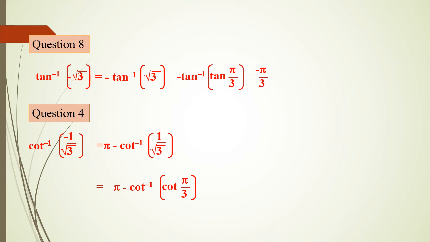Pi minus cot inverse of, then cot of how much is pi by 3? It is cot pi by 3, in the sense, it is 1 by root 3. Now cot inverse and cot both are gone here, just pi minus pi by 3 will be remaining. So after finding the LCM we will get the result 2 pi by 3. This is the principal value of the cot inverse trigonometric function.